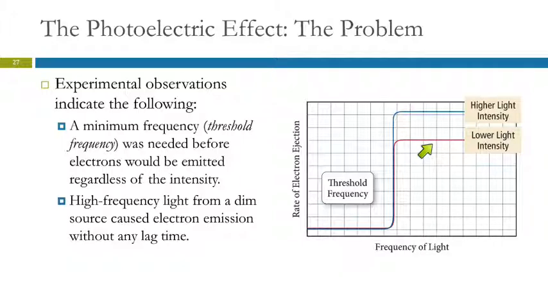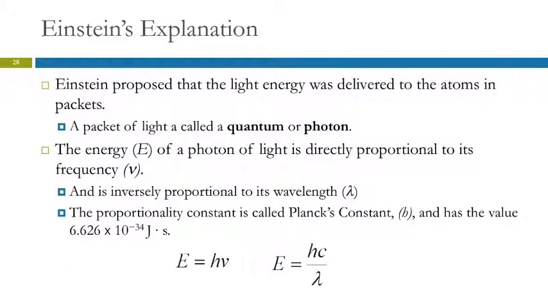Once you hit that, you essentially get a constant result at higher frequencies. Same number of electrons per second. There is a difference due to intensity. You'll get more electrons with higher intensity than low intensity, but it doesn't change the threshold frequency. So what this says is that light is acting as a particle, not as a wave.